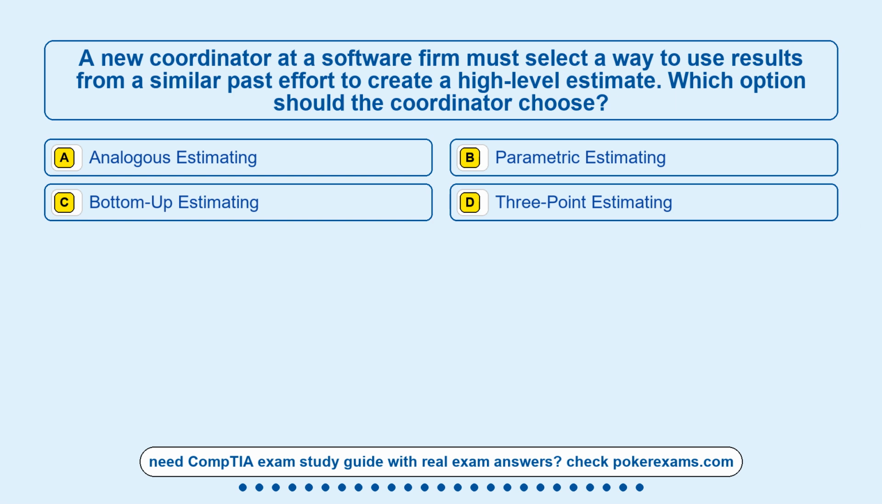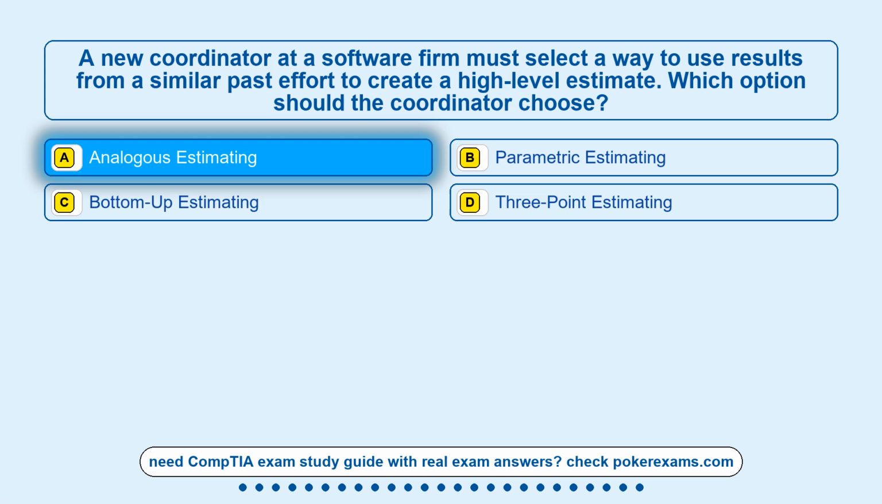Question 15. A new coordinator at a software firm must select a way to use results from a similar past effort to create a high-level estimate. Which option should the coordinator choose? Option A, analogous estimating. Option B, parametric estimating. Option C, bottom-up estimating. Option D, 3-point estimating. The correct answer is option A, analogous estimating.